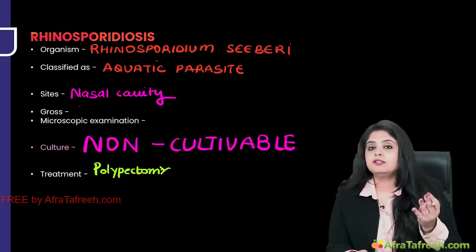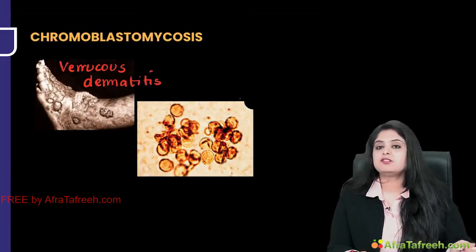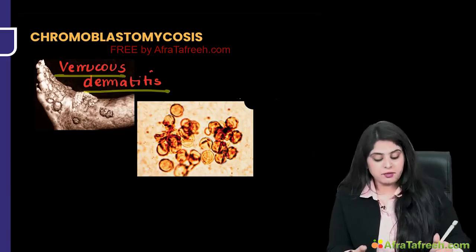So MRC. What is C? Chromoblastomycosis. What is the other name? Chromoblastomycosis is known as verrucous dermatitis. Why? Because dermatitis means skin. Verruca means what?